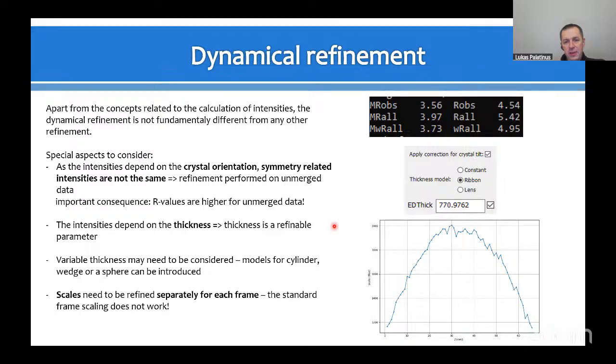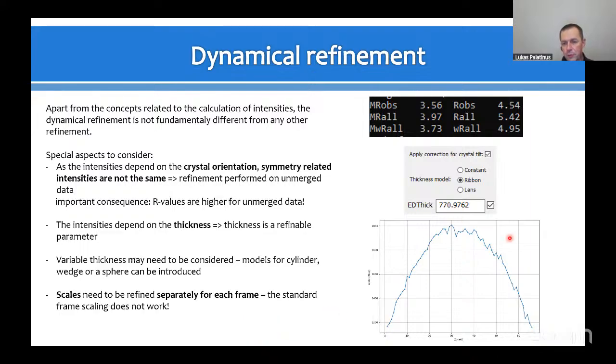the frame scaling that we are used to from data processing is not usable for dynamical refinement, because the frame scaling assumes kinematical diffraction, assumes equivalence of symmetry-related reflections, but that is not true for the dynamical case. So the frame scaling from the data processing programs cannot be used, and the scales need to be refined separately for each diffraction pattern or a small group of diffraction patterns.